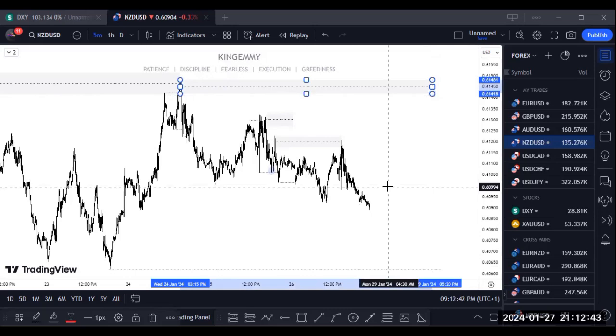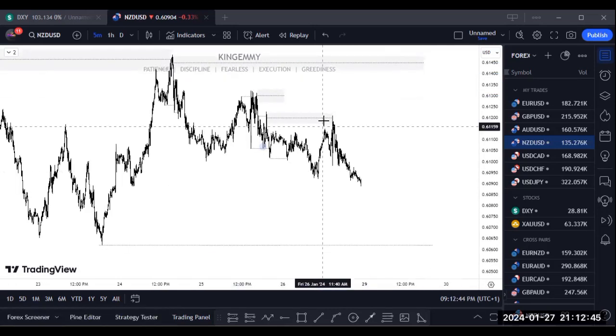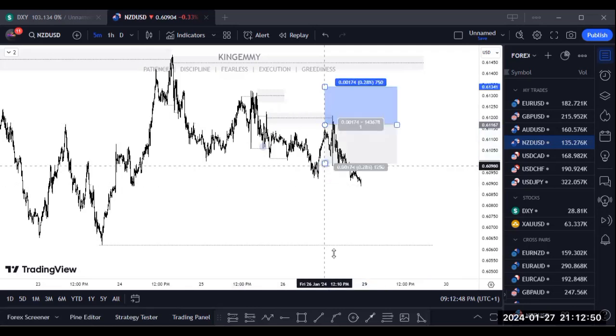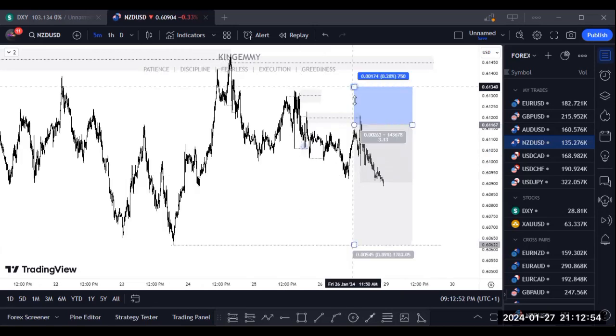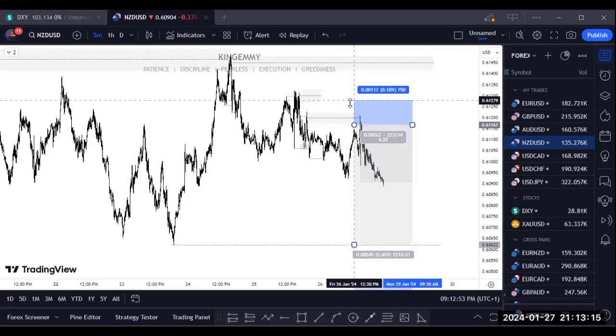POI has moved. So since POI has moved, you cannot trade from here. Depends on your risk to reward ratio, though. You cannot trade from here down to this particular portion. See now, down to this particular, you let it count. Okay, because there's not enough time.